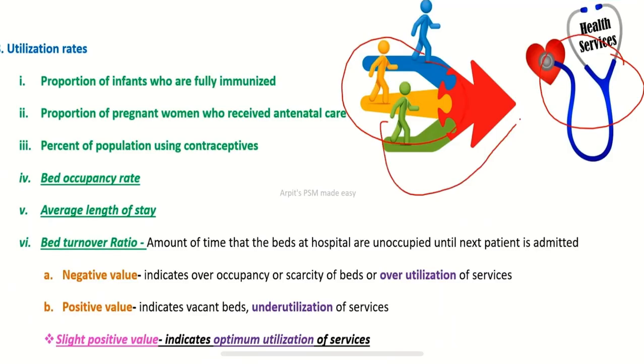Moving on to the utilization rates. Utilization rates include the proportion of infants who are fully immunized. So the utilization rates give us additional information on the health status of the community. We get to know to which extent the health services are being utilized, to which extent these have been investigated, and the coverage of the services. These can be expressed in the following ways.